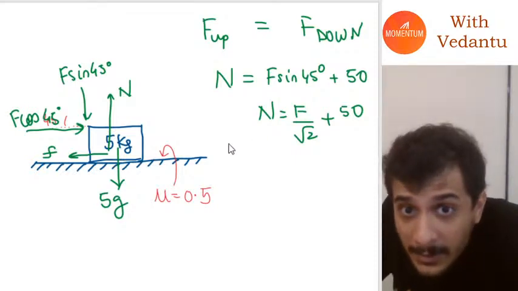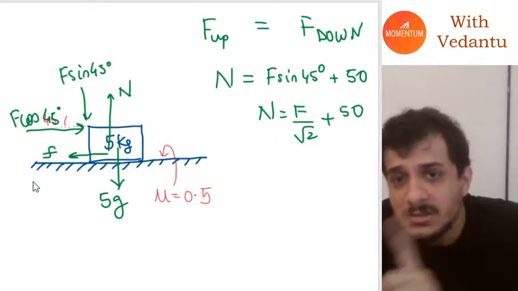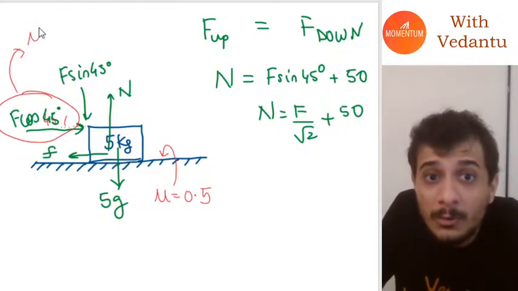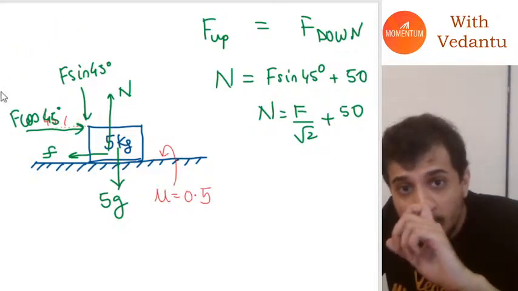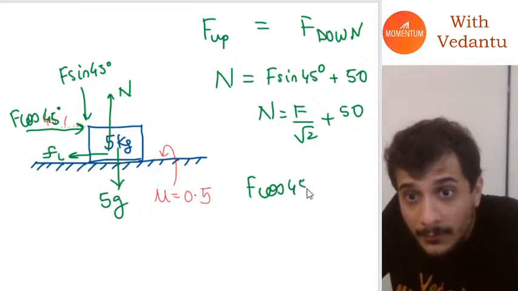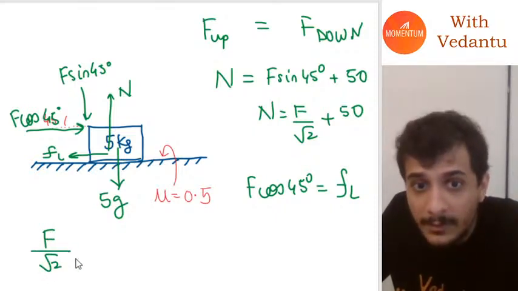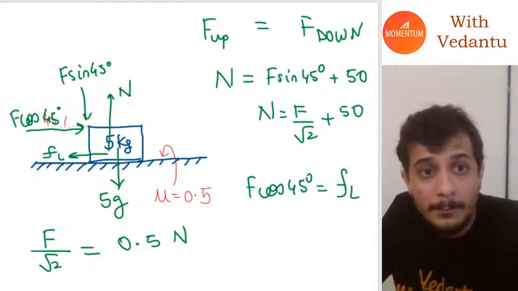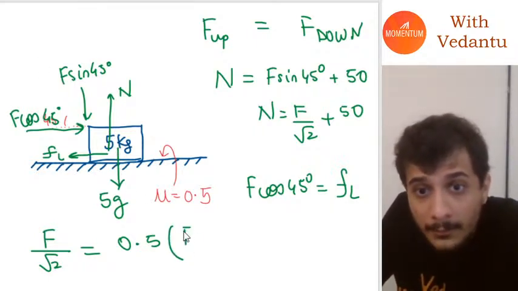Also at the same time, guys, this is not moving, but it is just about to move. In which case, this force should exactly be equal to mu s into N, the limiting static friction. It's just about to move, so the force of friction becomes equal to the limiting static friction. Or I can write F cos 45 is equal to f_L. Or I can write F by root 2, since cos 45 is 1 by root 2, is equal to 0.5 into N. Now, normal reaction will be equal to F by root 2 plus 50.